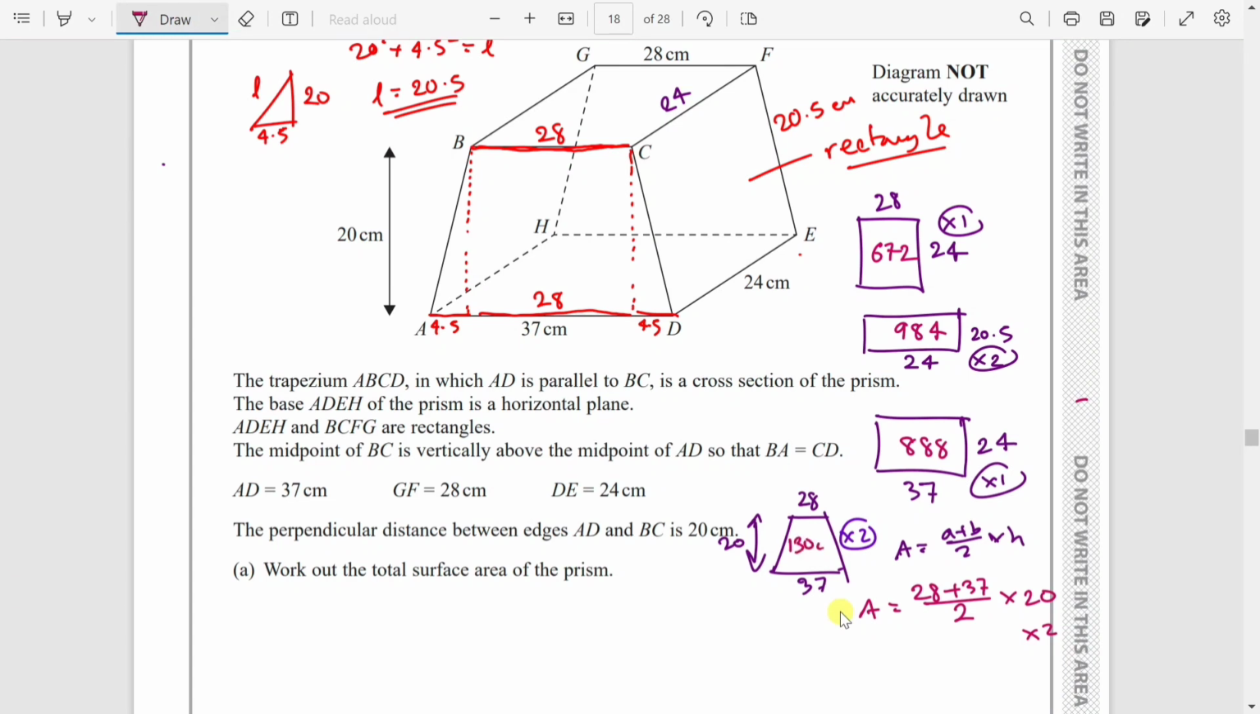Now you can add up all these numbers, yeah? So add up all our results, so your final total area. See if you guys got this result, 3,844 centimeters squared.